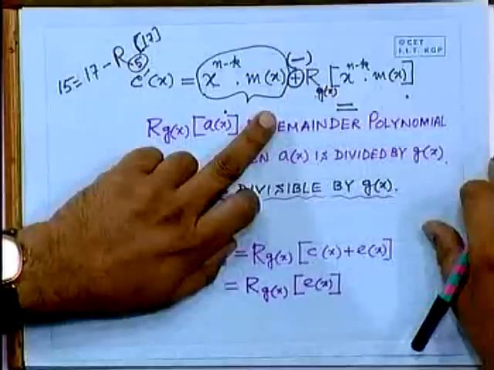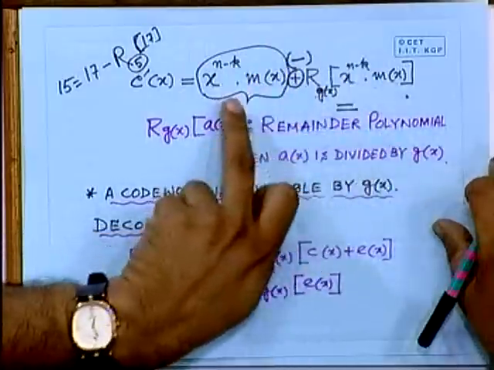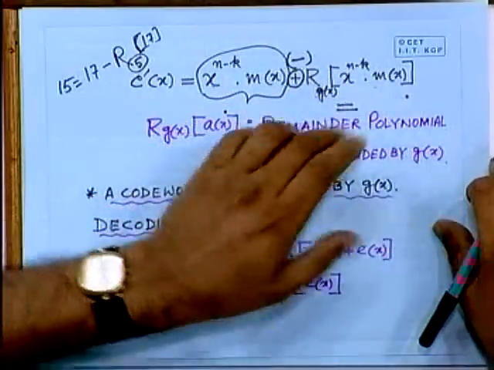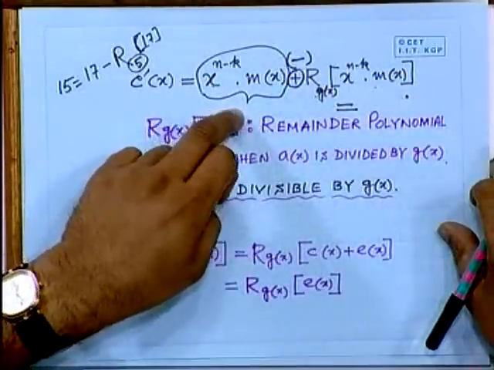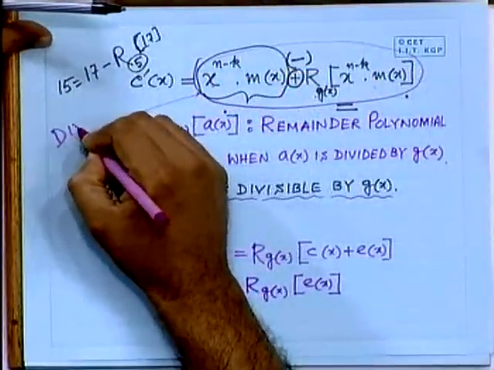Mathematically it means that you shift the message polynomial, then divide that shifted message polynomial by the generator polynomial, and subtract the remainder from the shifted version, so that after subtraction this whole thing is now divisible by Gx. This whole thing now is divisible by Gx.